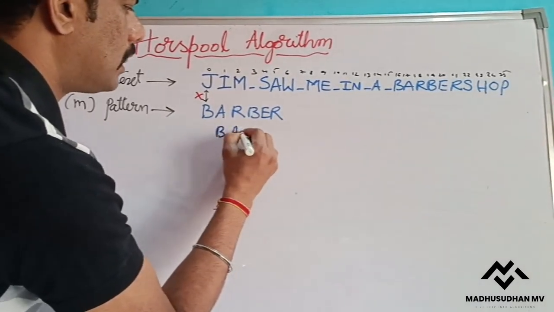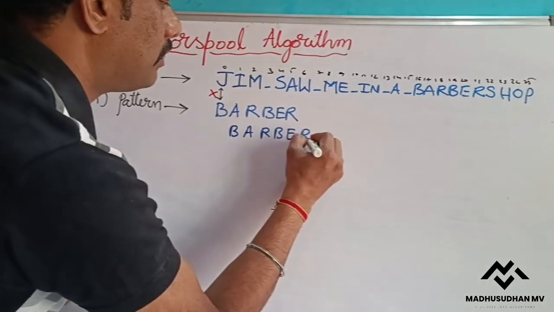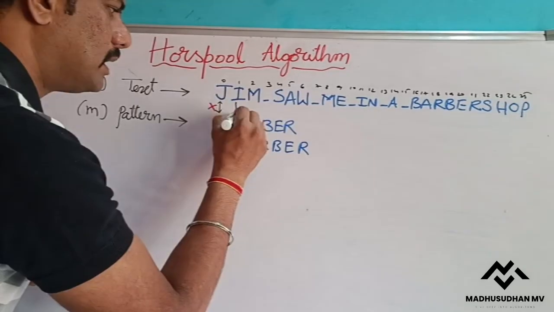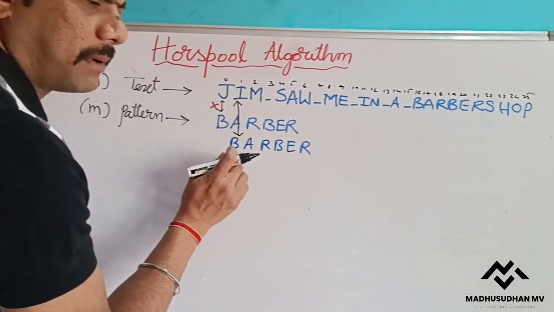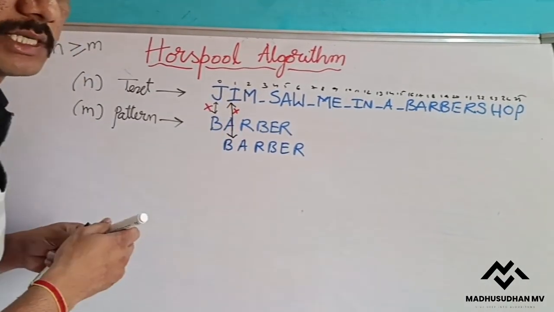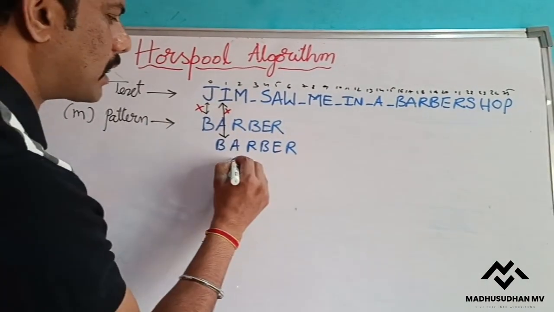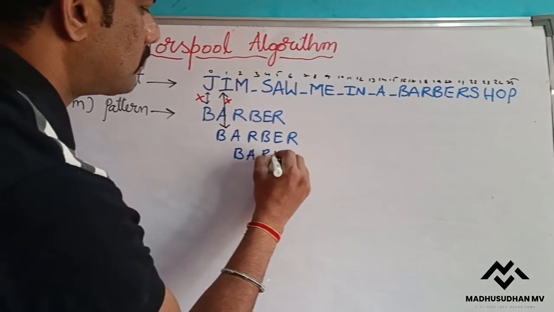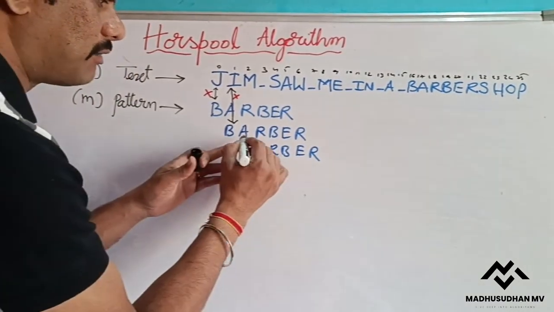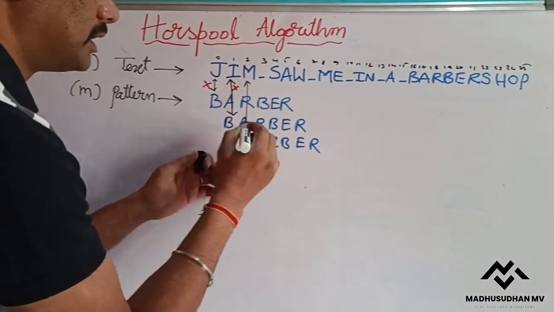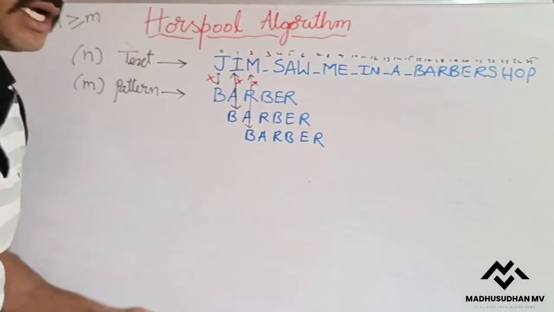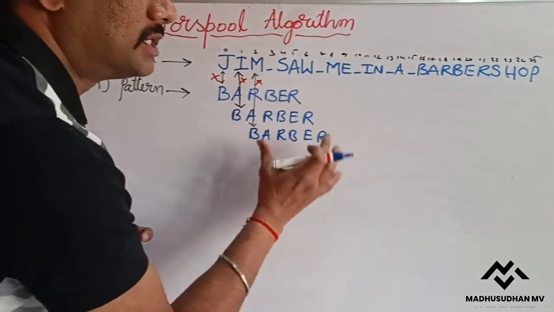So B A R B E R. Now it comes here. Again I compare the first character of the pattern with the corresponding character of the text. Again a mismatch occurs, so again I shift the pattern towards its right by one position. Again I compare, and again a mismatch occurs. Like this, whenever a mismatch occurs, we simply shift the pattern towards its right by one position.